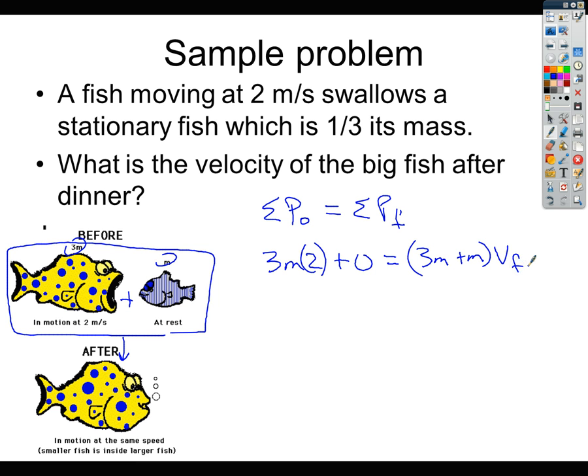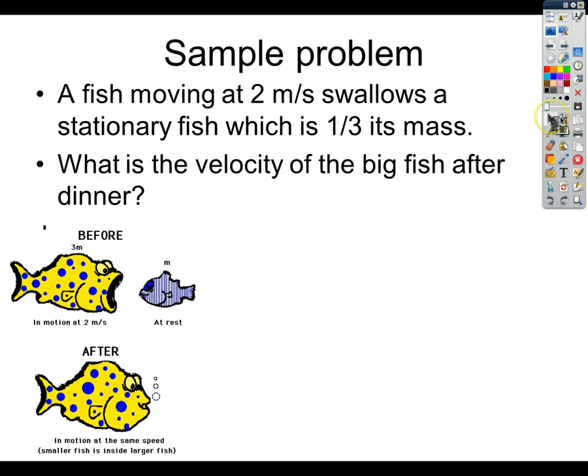If we just go through here and say that m is 1, we'd have 6 on this side. We'd have 3 plus 1, which is 4, on this side, and that would be times vf. So our final speed of the two fish together should be 1.5 meters per second. So that's a pretty simple problem just to work through. Kind of an easy one to do.